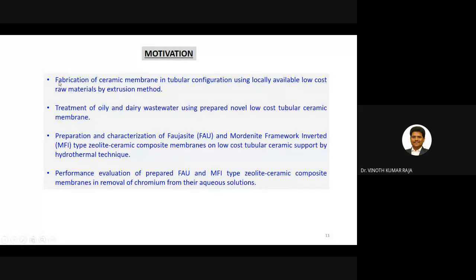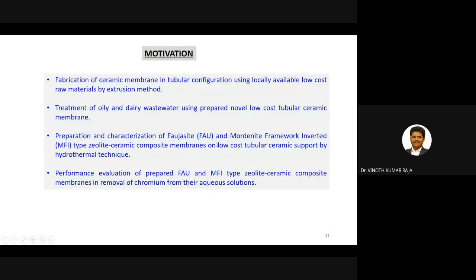After making the membrane, it will be characterized in detail, and we would like to test the membrane for two different wastewaters. We identified oily wastewater and dairy wastewater treatment applications for the prepared membrane. Further, we would like to prepare zeolite composite membranes. As we see, zeolite composite membranes are prepared using alumina-based material, which is costly. Here, we would like to use the firstly prepared membrane as a support material for making the composite membrane, and also test the performance of this prepared membrane.